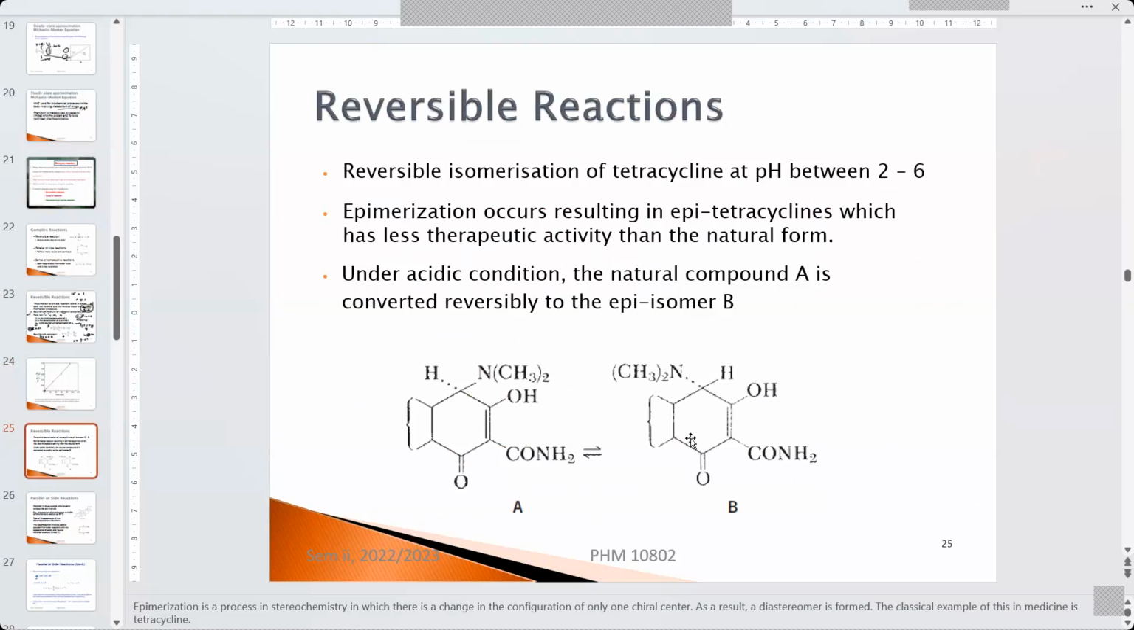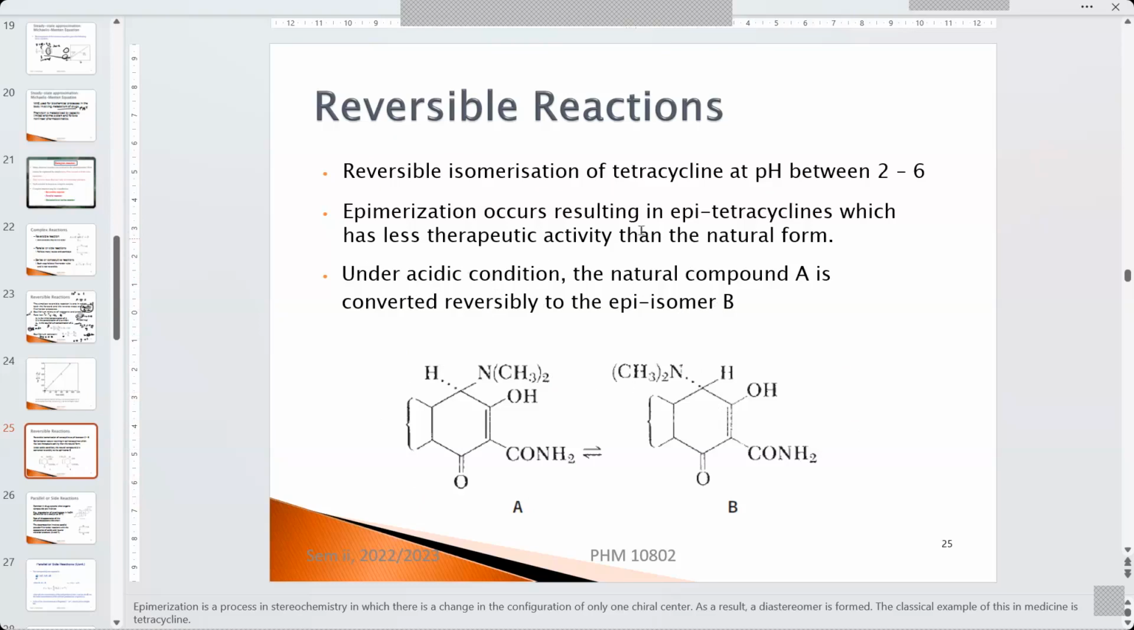Another reaction: here we mentioned 7-chlorotetracycline. Also, there is a reversible isomerization of tetracycline at pH between 2 and 6, acidic pH. Epimerization occurs, resulting in epitetracycline, which has less therapeutic activity than the natural form. Under acidic conditions, the natural compound A is converted to the epi-isomer B. So this is the tetracycline, and this is the epitetracycline.